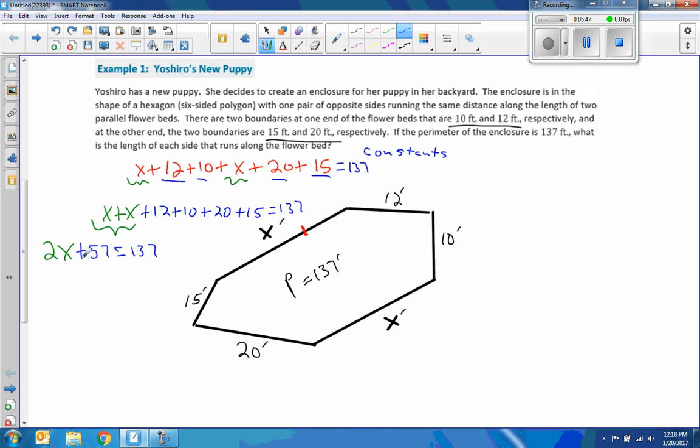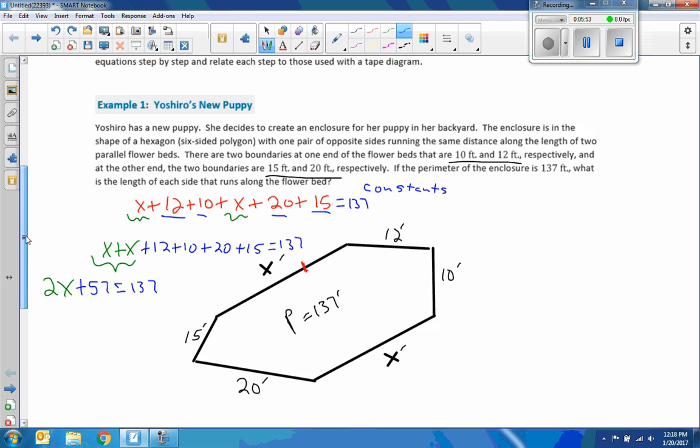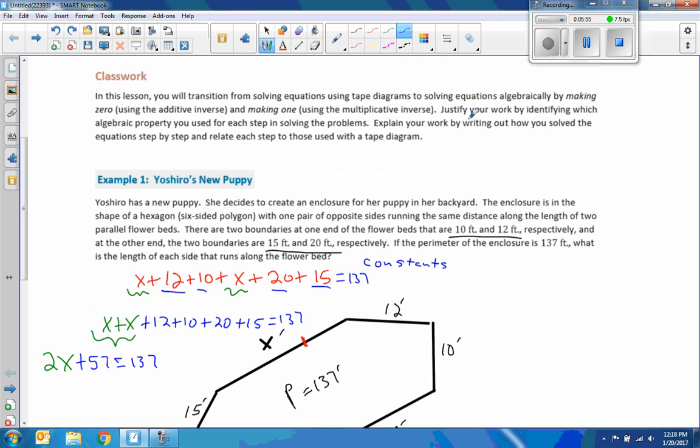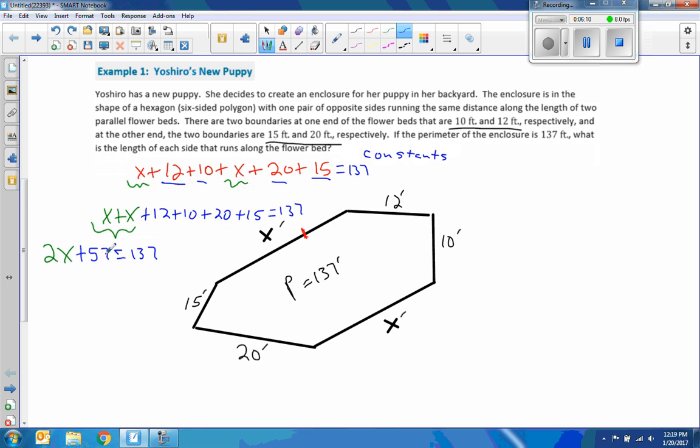So now this became 2x plus 57 equals 137. Okay, now up here I saw something that said making 0. We want to make 0, and that is called the additive inverse. So how do I make 57 0? That's what they're saying when they say make 0. In other words, we want to get this x all by itself. That's the whole goal. Get everything away from x.